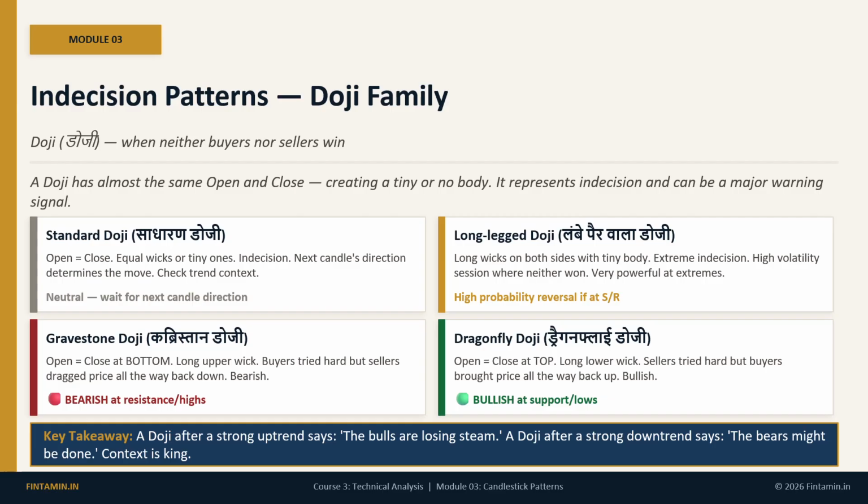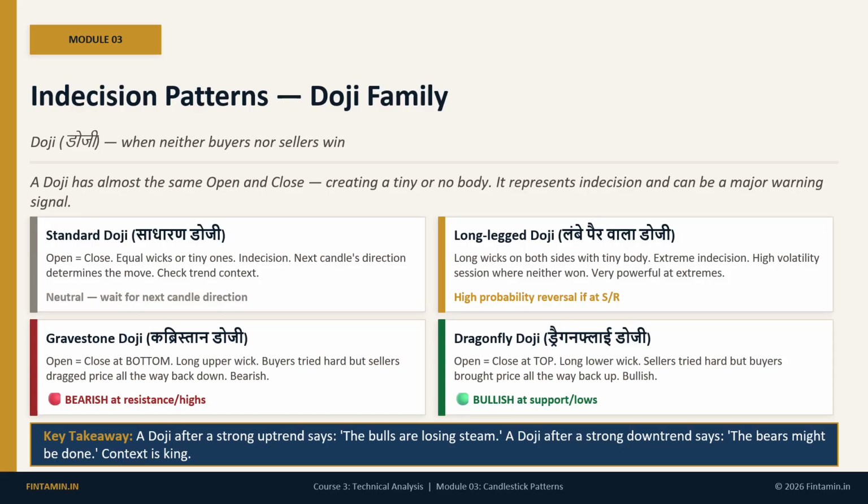The doji family. A doji is a candle where the open and close are almost equal, creating a tiny or non-existent body. It represents indecision. Neither buyers nor sellers could establish dominance for that period. Standard doji: equal wicks on both sides. Pure indecision. The next candle's direction gives you the resolution.